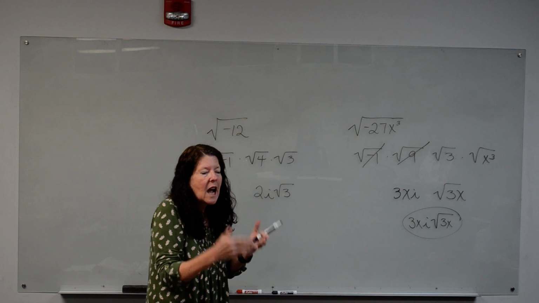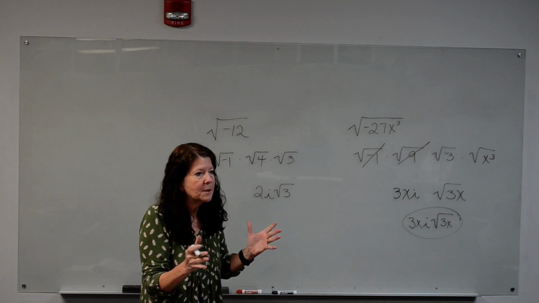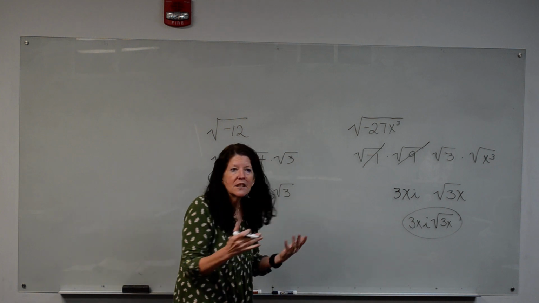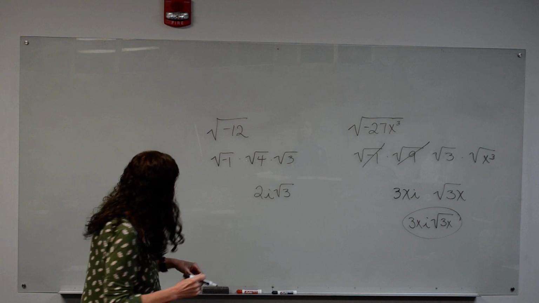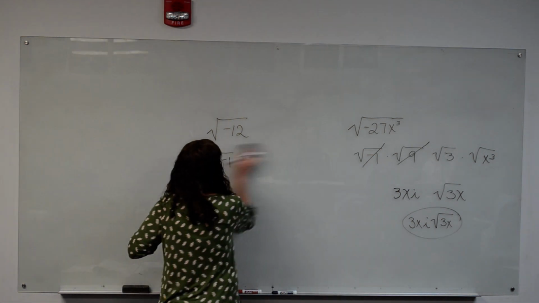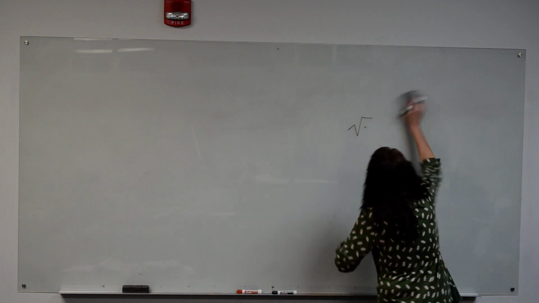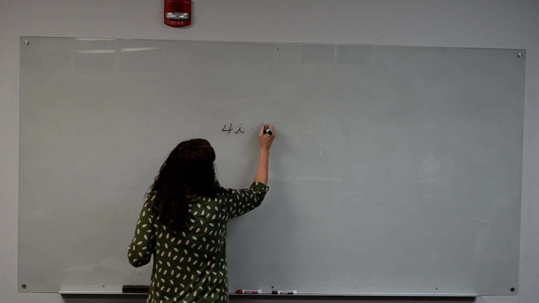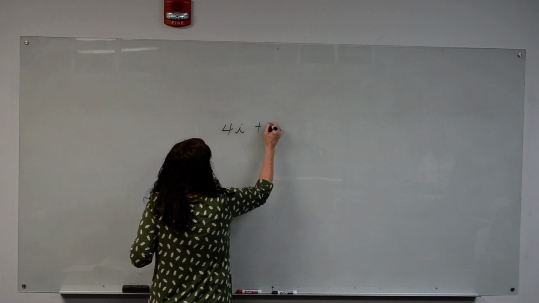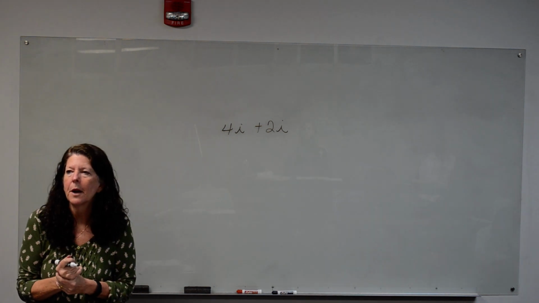When you see the i in an equation or in an algebraic expression, you treat it just like any other variable. So the rules that apply to the other variables apply to the i. And what I mean by this is, if I have 4i, let's do this first, I'm adding 4i plus 2i. What's that equal to?